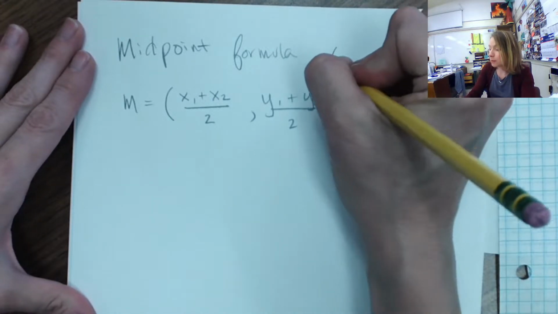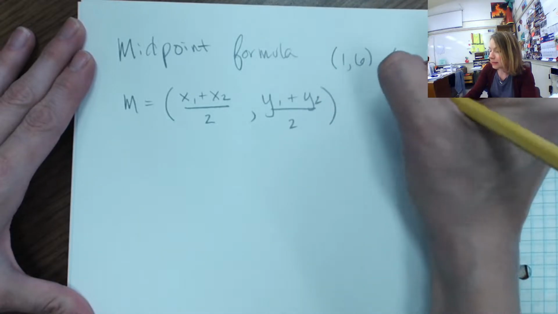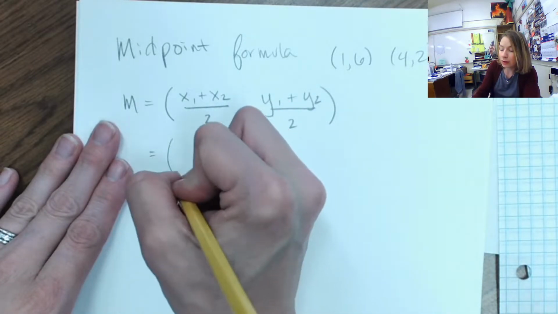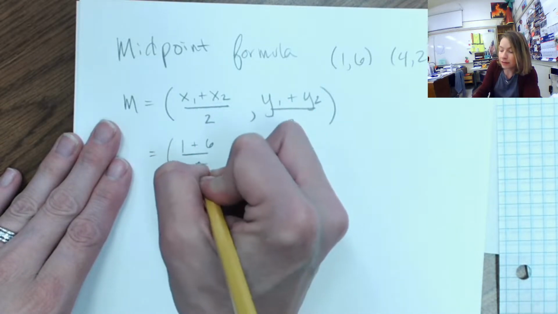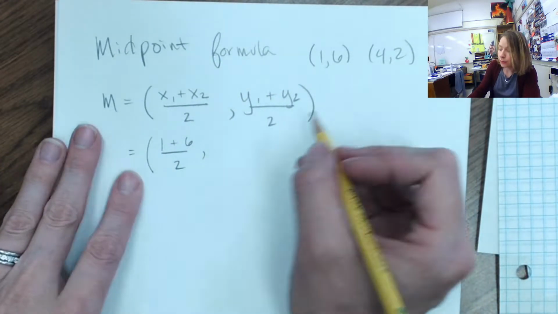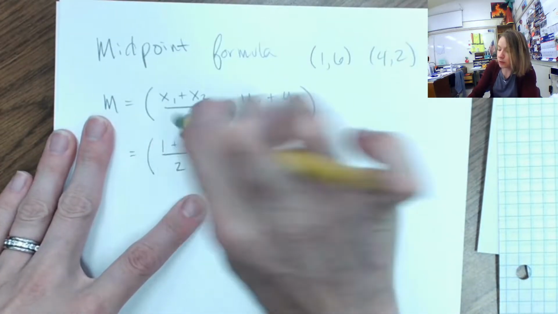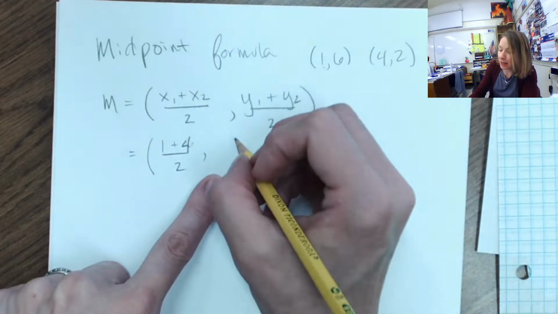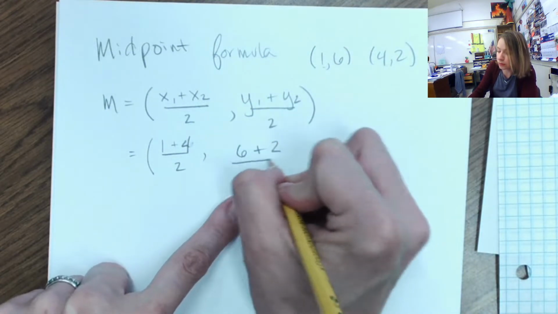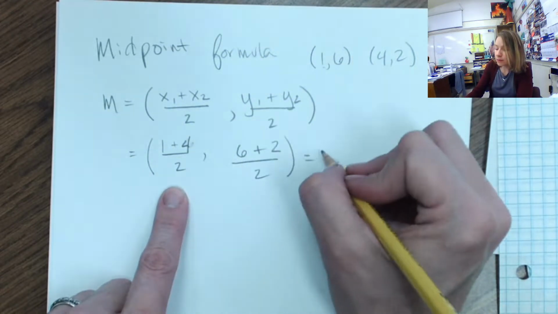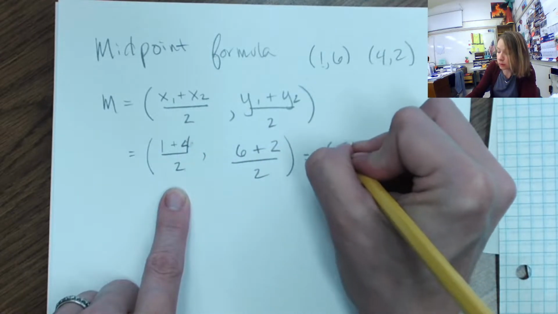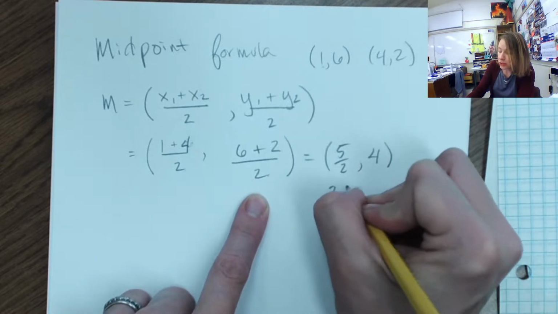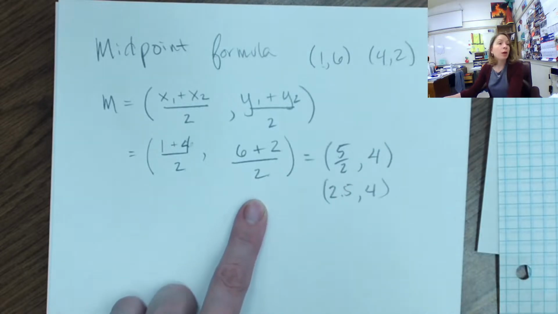So using that same example that I had before, (1, 6) and then (4, 2), I'm going to go ahead and take my first one. I've got 1 plus 4 divided by 2, right? Got to make sure you get your x's. And then I'm going to have 6 plus 2 divided by 2. And so this gives me 5 over 2, and then this is going to be 8 divided by 2, which is 4. Or, just so we can see it on the graph a little bit easier, (2.5, 4).